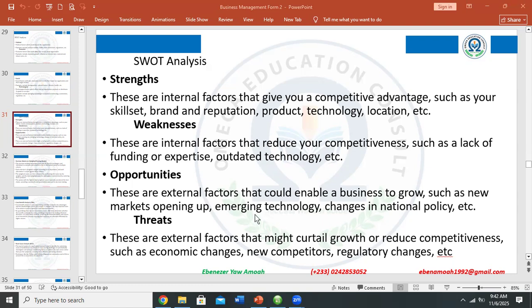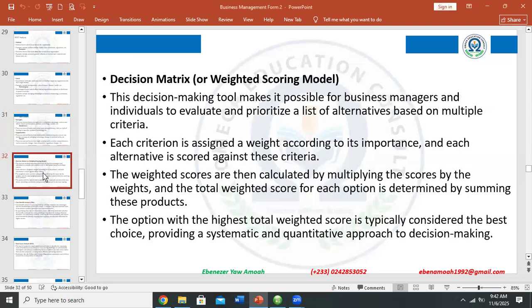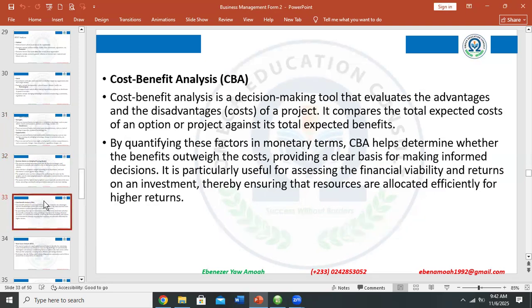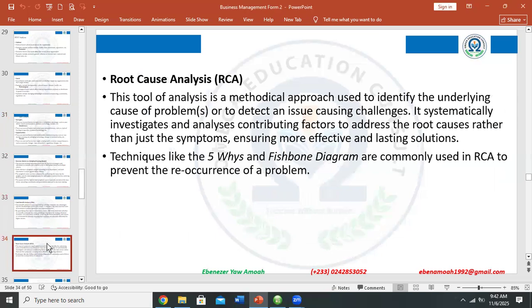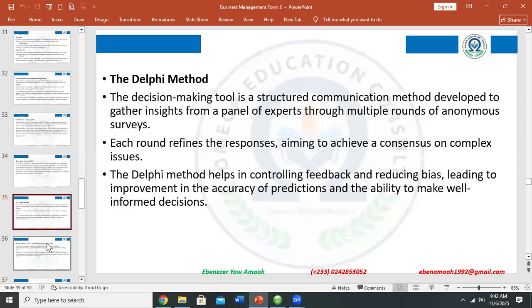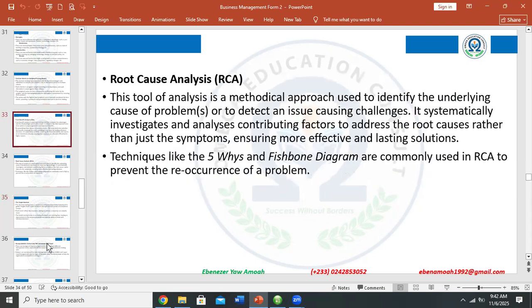So yes, but then I wanted to talk about the SWOT analysis. We spoke a little about it last time. It's an important concept, especially when it comes to this case study, right? So we'll start there and then we'll look at the remaining, which includes the decision matrix, and then the cost benefit analysis, the root cause analysis, and then I think we'll wrap up with the Delphi method. Okay, so let's dig in.